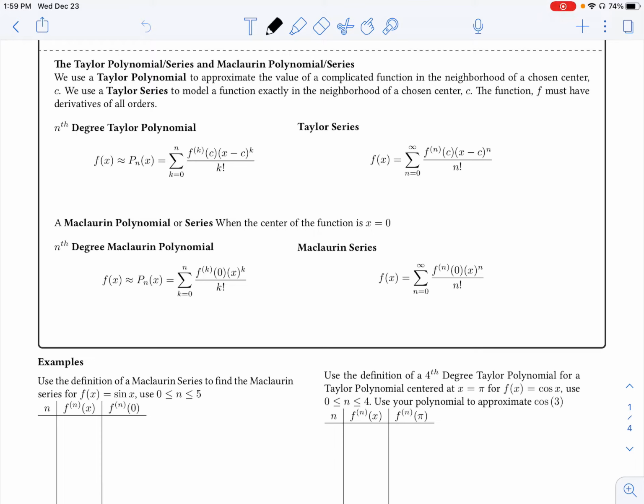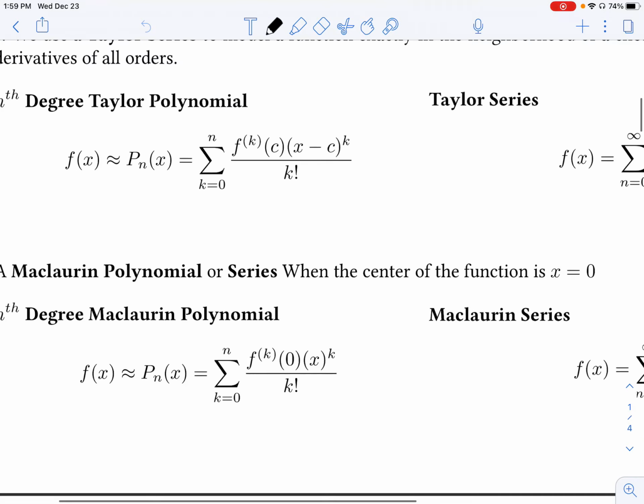So again, a Taylor series is a way of modeling a function in the neighborhood of a chosen center, which we will describe using the variable c. And this function must have a derivative of all orders. So we have an nth degree Taylor polynomial. So we can say, all right, we can represent this function f of x using a Taylor series. And the Taylor series is simply the summation of all terms generated by this general term.